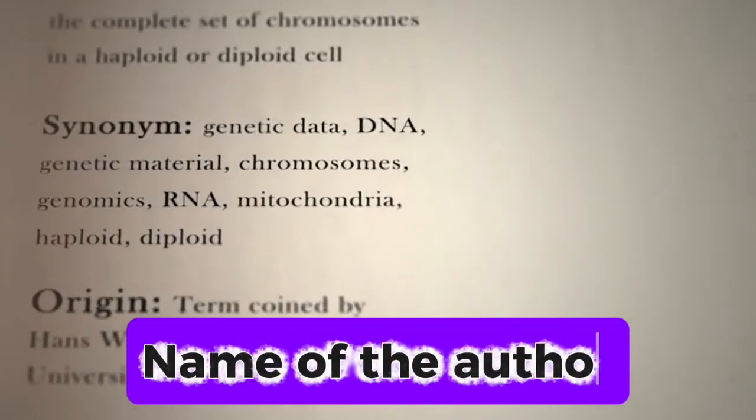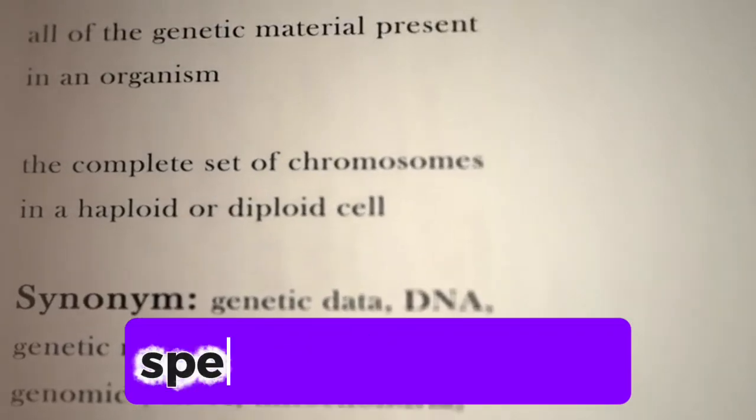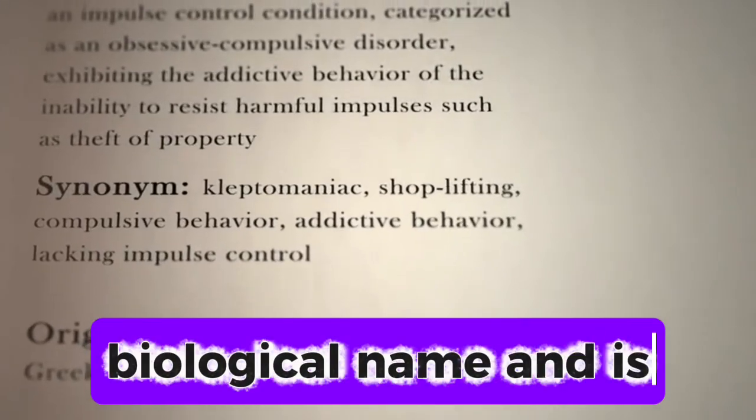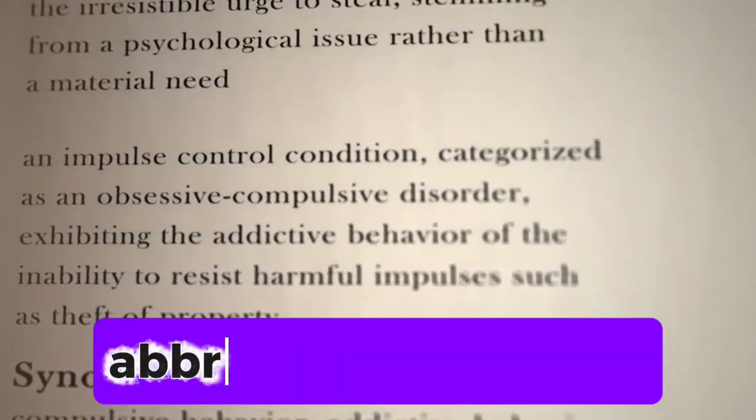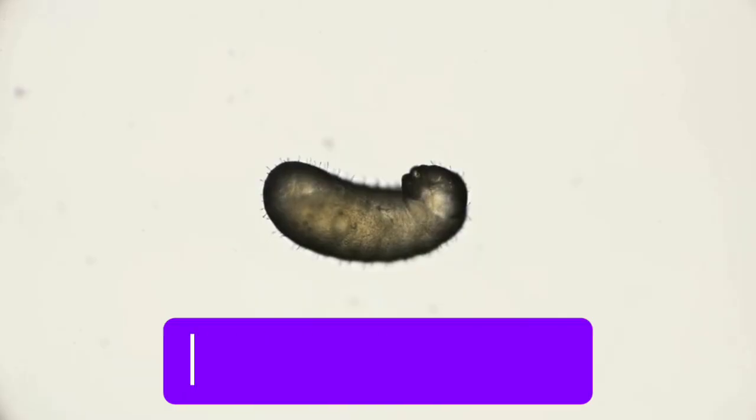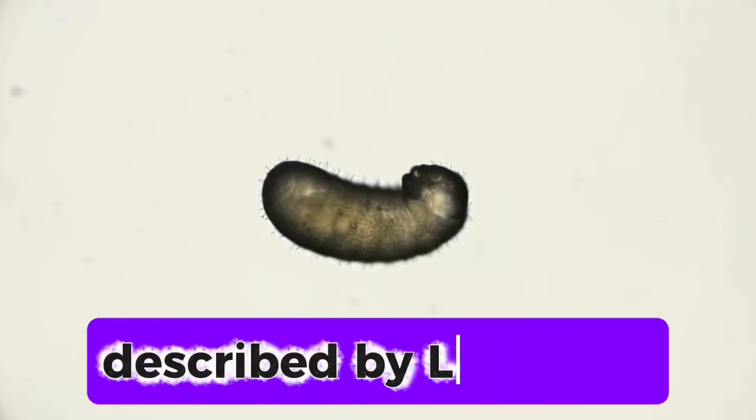Point 5. The name of the author appears after the specific epithet, i.e., at the end of the biological name, and is written in an abbreviated form, for example, Mangifera indica Lin. It indicates that this species was first described by Linnaeus.